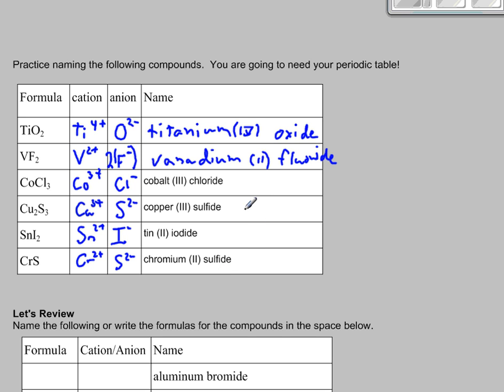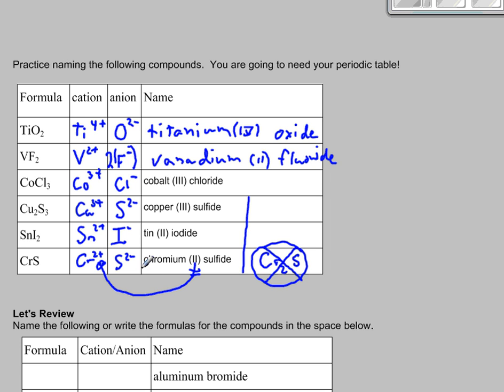A lot of times the misconception is that when you see these Roman numerals, people tend to say, chromium(II) sulfide, so they go Cr2S, okay? But it's very important that we don't get in that habit, because that is not what we want to do. This Roman numeral, remember, is the charge on the metal ion, okay? It has nothing to do with the number of atoms present.